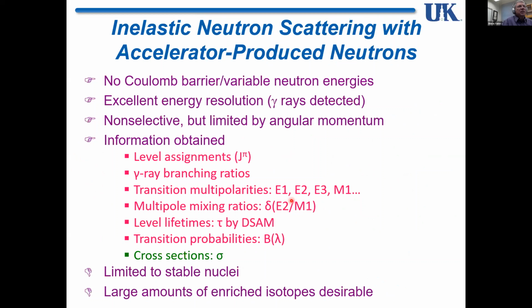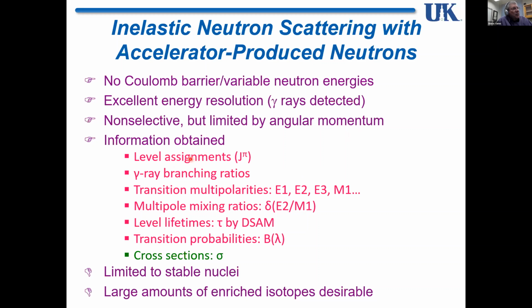So just to summarize what we can get from inelastic neutron scattering with accelerator produced neutrons: we have no Coulomb barrier. We can vary the neutron energy. We can probe the nucleus to any degree that we want. We have excellent energy resolution because we're detecting gamma rays. We could detect the scattered neutrons. They have information, but that's much more difficult. It is non-selective, basically statistical in nature. But we are limited by the angular momentum brought in by these neutrons. You're not going to populate high spin states with these reactions.